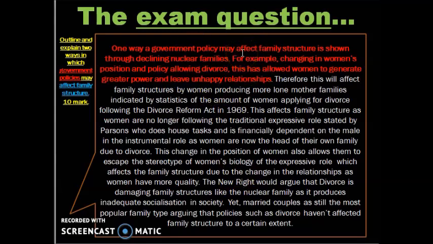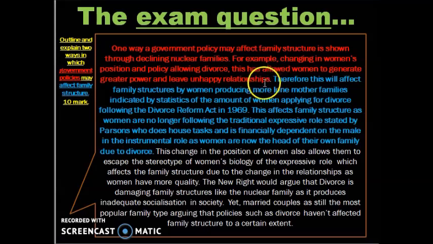One way a government policy may affect family structure is through a declining nuclear family, because the question is not really asking for the policy as such, rather than the way the policy has affected family structure. And the student actually identifies this in the first couple of sentences about how women are able to leave unhappy relationships. In this part, it's really important that she does identify the legislation of the Divorce Reform Act, but rather than it being the focus of the marks, it is used to illustrate the way. So the policy of divorce becomes an example to back up the point that she has made in the first sentence.